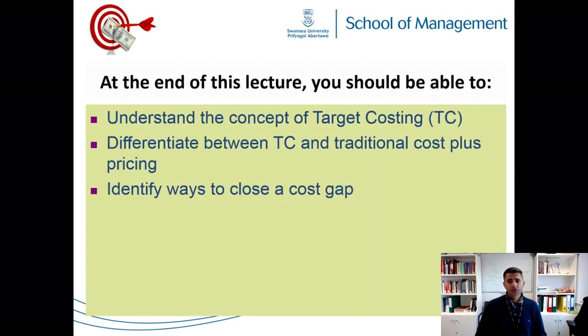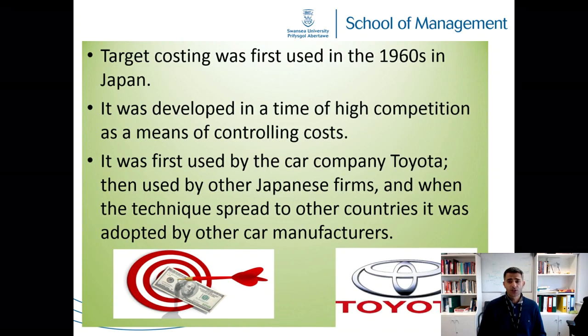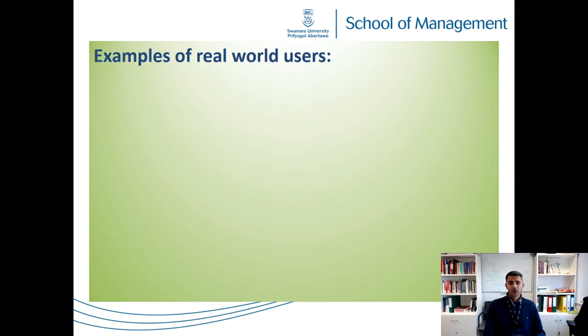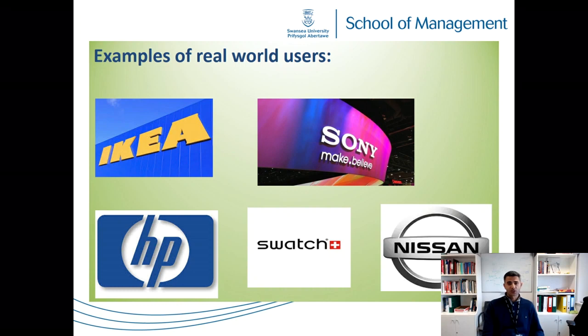So what about target costing? Let's have a look. First of all, you need to understand that target costing was first used in 1960 in Japan by Toyota, the car company, and after that it spread to other countries, and a lot of businesses use it nowadays, examples such as Sony, Nissan, IKEA, HP, etc. So again, what about target costing?